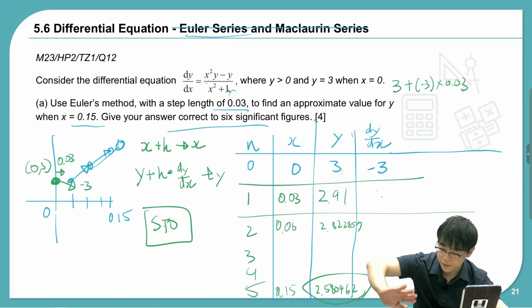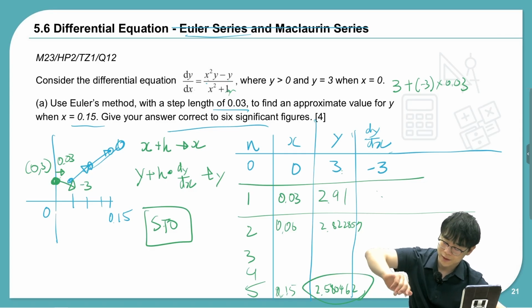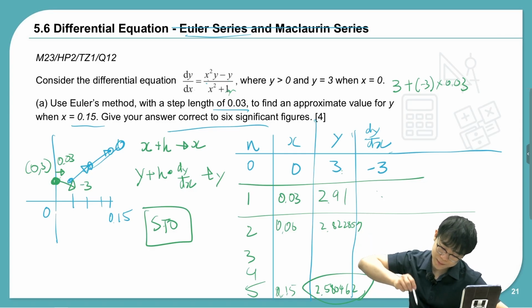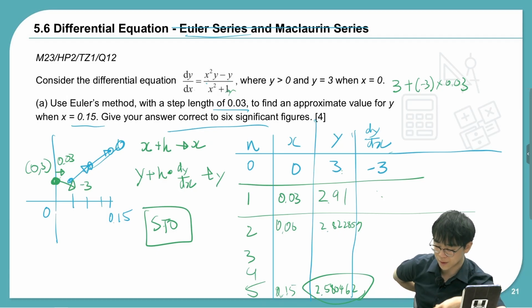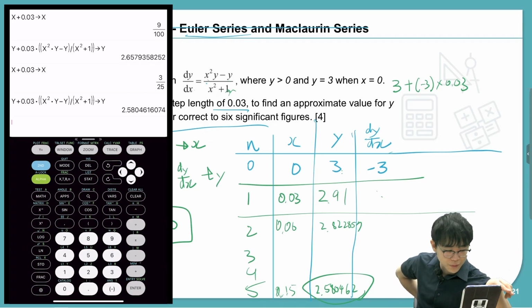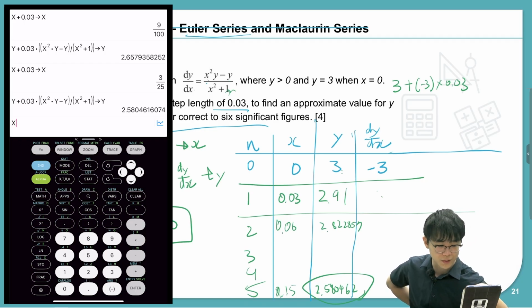Even if you did it manually, the tricky part is you would have to write out all the decimal places. Otherwise, if you round in between or round prematurely, you wouldn't get this exact value. So I would strongly recommend that you use this store variables method to get Euler's method done. Okay.